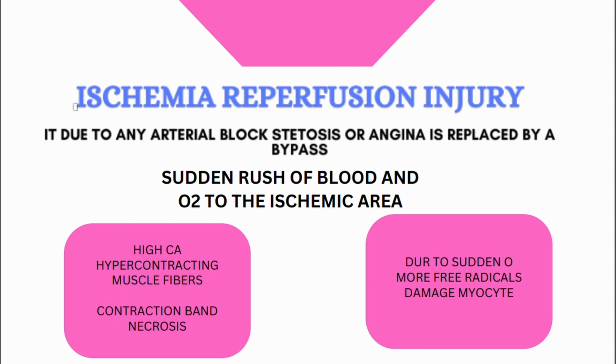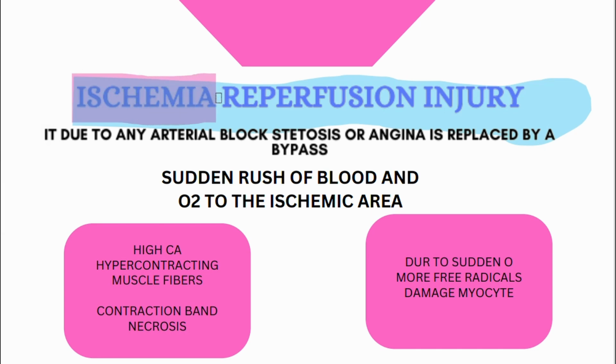Next one is ischemia reperfusion injury. First let's try to understand the name. Ischemia: the heart is not able to get enough supply of blood. Reperfusion: now the heart is getting enough supply of blood. Injury: the heart is getting injured because it is again getting an enough amount of blood. This happens because of bypass surgery.